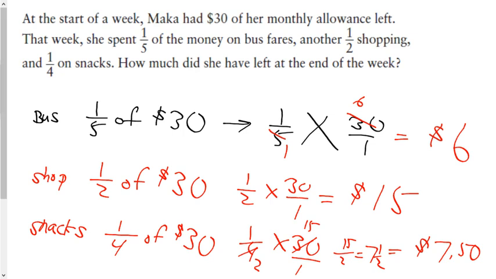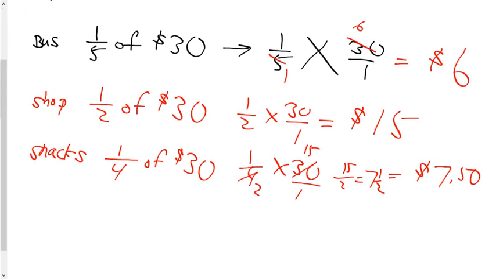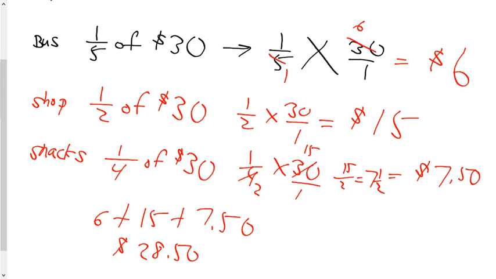Our final step in the organization of this work is to figure out what she did spend. So she spent $6 plus $15 plus $7.50, $28.50 is what she spent. Right? She spent $28.50. And the final step is $30, take away $28.50, means that poor Mackie only has $1.50 left in her pocket at the end of her spending spree.